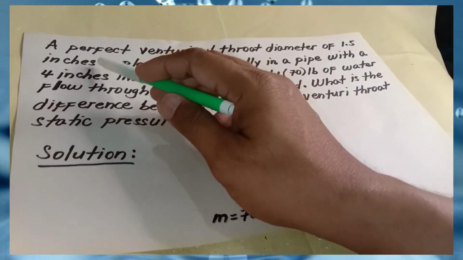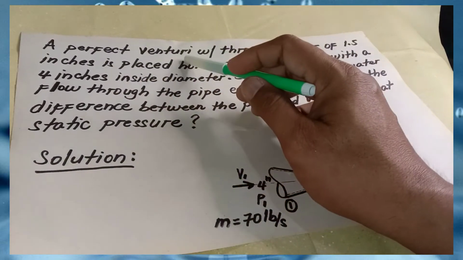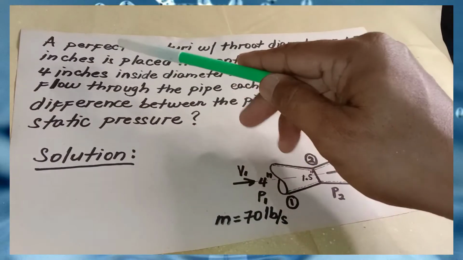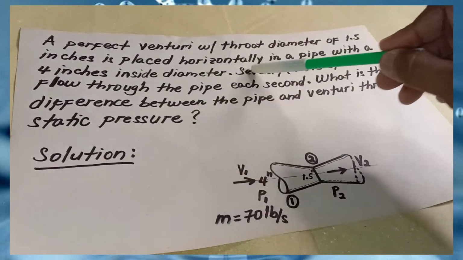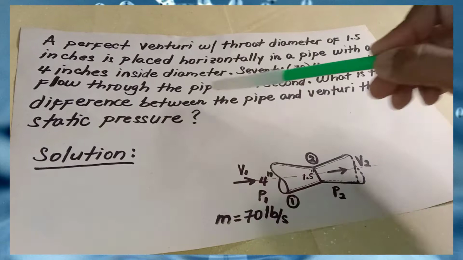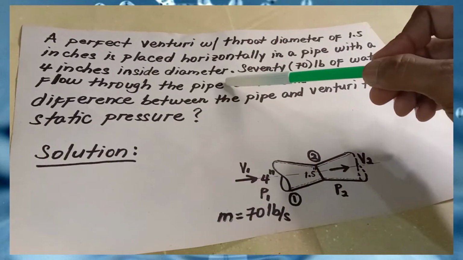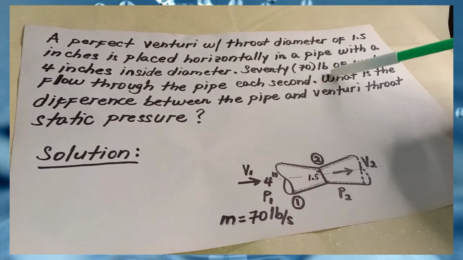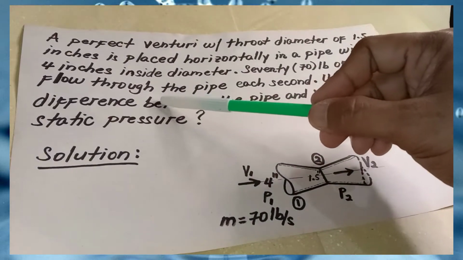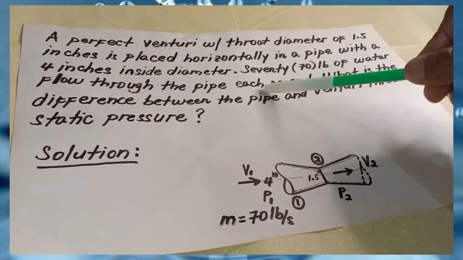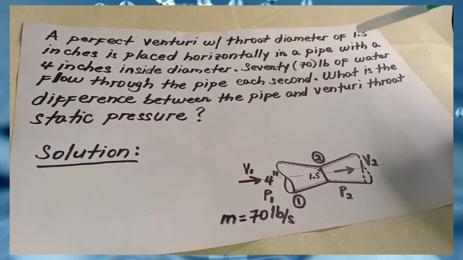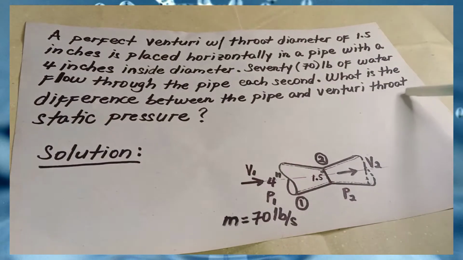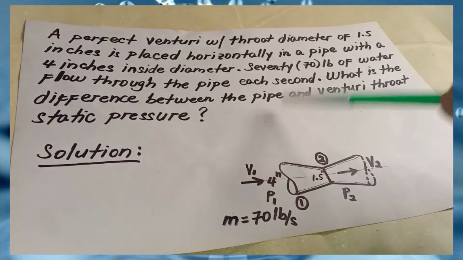As you can see here, guys, a perfect Venturi with a throat diameter of 1.5 inches is placed horizontally in a pipe with a 4 inches inside diameter, having a liquid of 70 pounds of water flowing through the pipe every second. And the problem here is, what is the difference between the pipe and the Venturi throat static pressure?